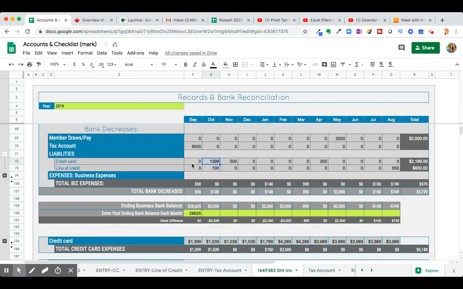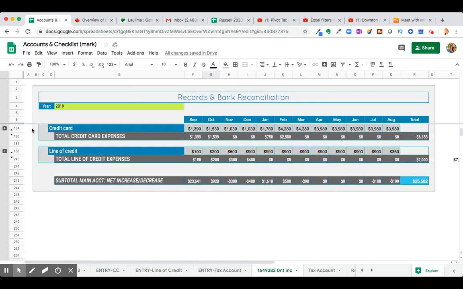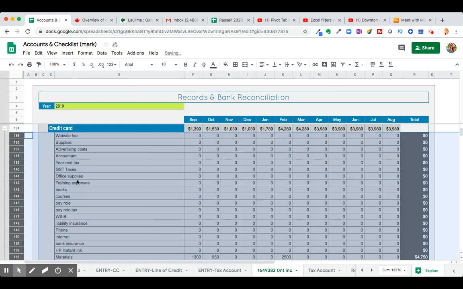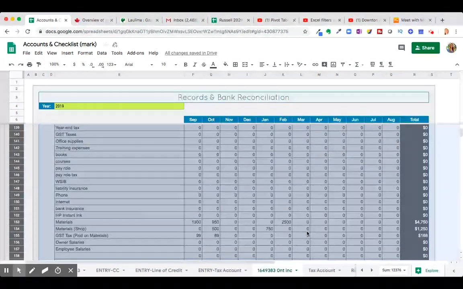So your October payment on your credit card was $13.99. That's a bank decrease, which is why it's in this section, but it's not a business expense. So that's why it's not under business expenses. It's not totaling here because you don't deduct that. You deduct the actual expenses, which is why your credit card has all the expenses here and different test amounts.